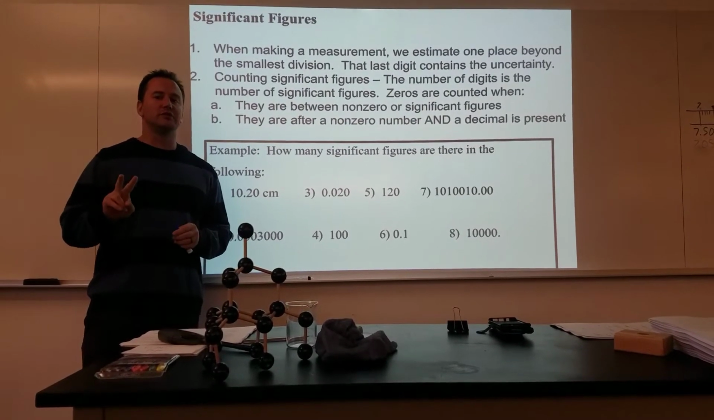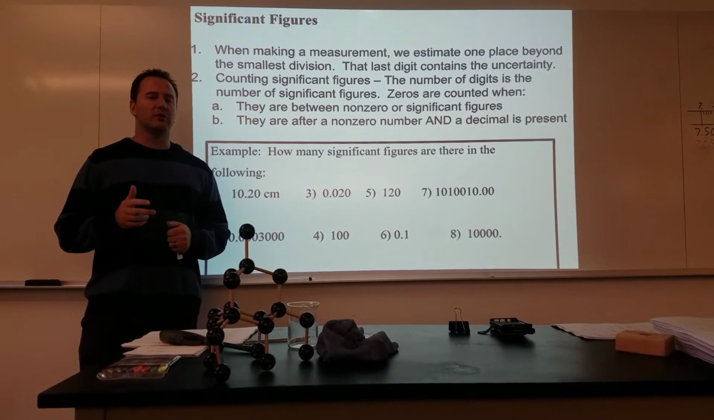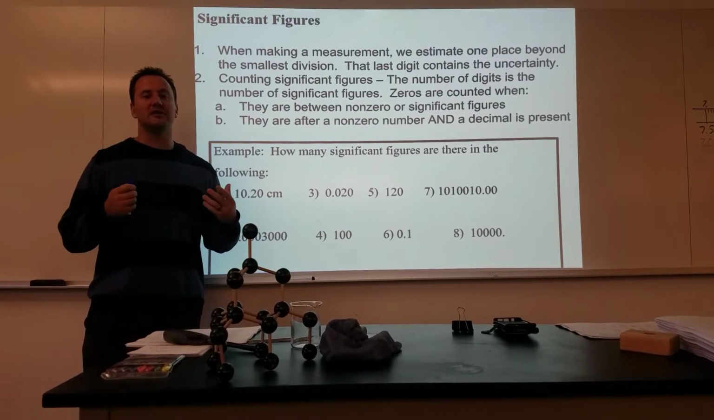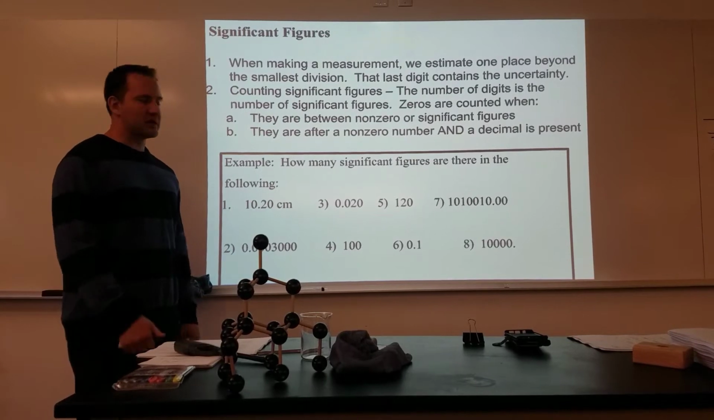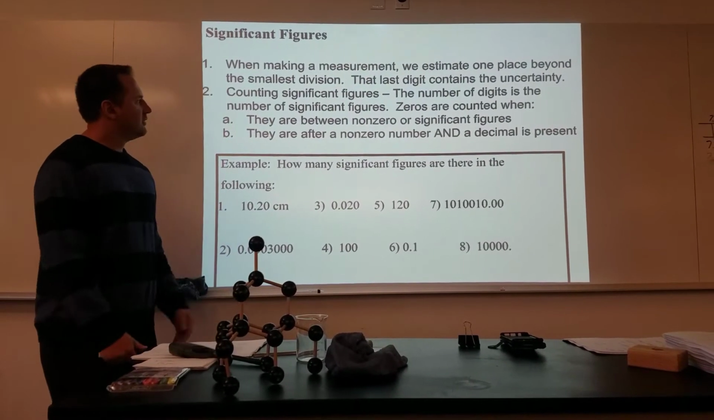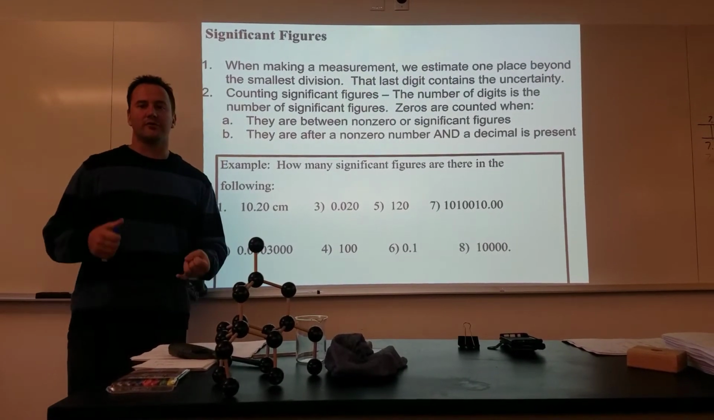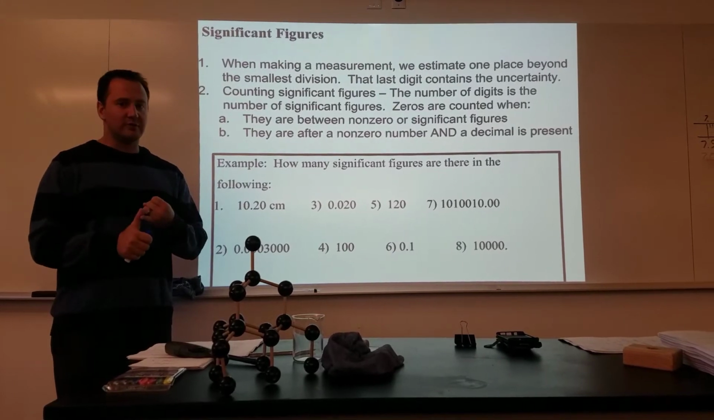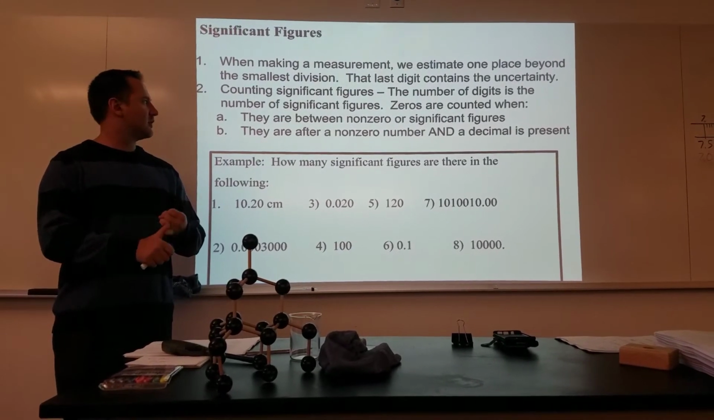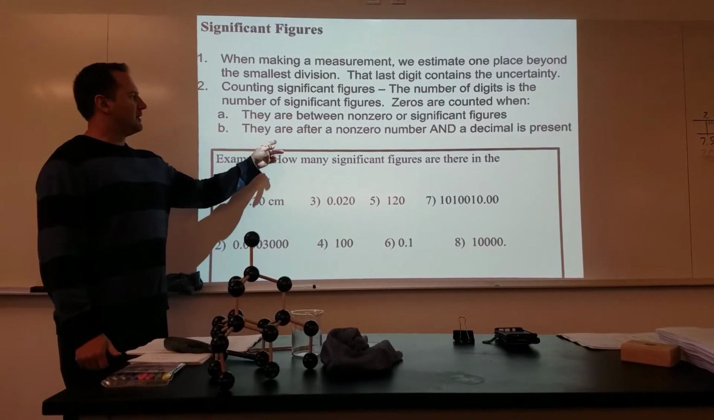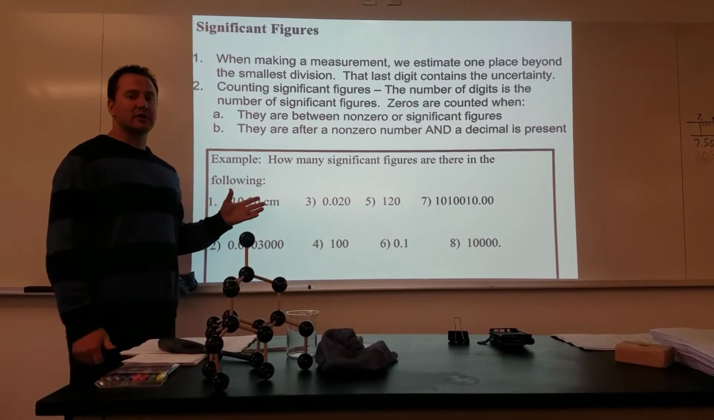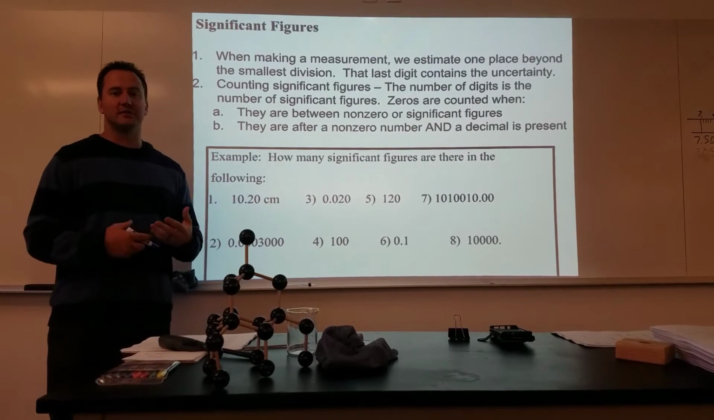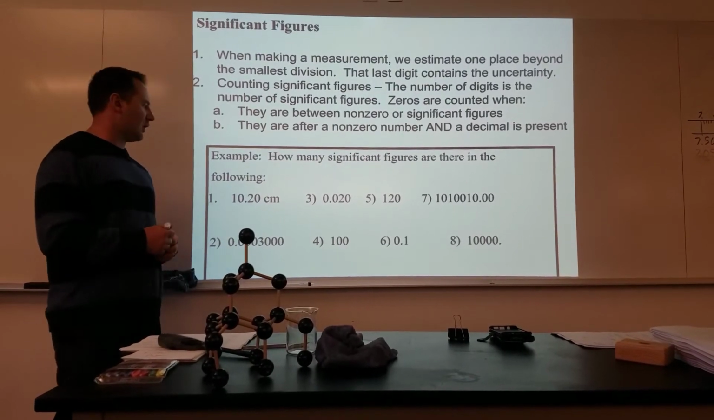So there's two rules you need to remember when deciding whether or not a zero will give you some level of detail that you can then use in the calculation and incorporate into your calculated answer for something. So the two rules are the zero must either fall between two non-zero numbers or significant figures, or they can be after a non-zero number and there's a decimal present. So let's take a look at a couple examples and say whether or not the zeros tell us anything, and then we'll talk about why.